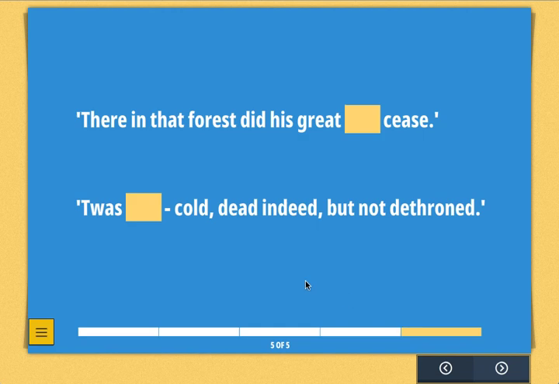And the very last pair of quotes. There in that forest did his great eye cease. 'Twas love, cold, dead, indeed, but not dethroned. Come back when you're ready.